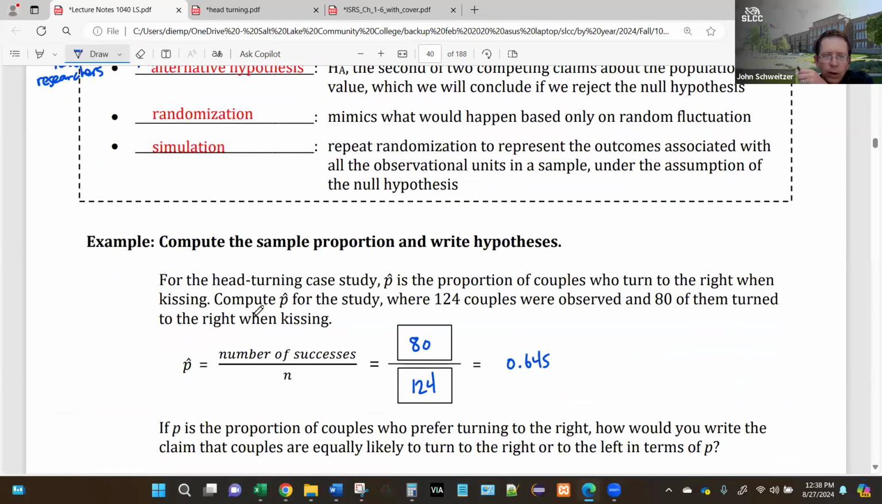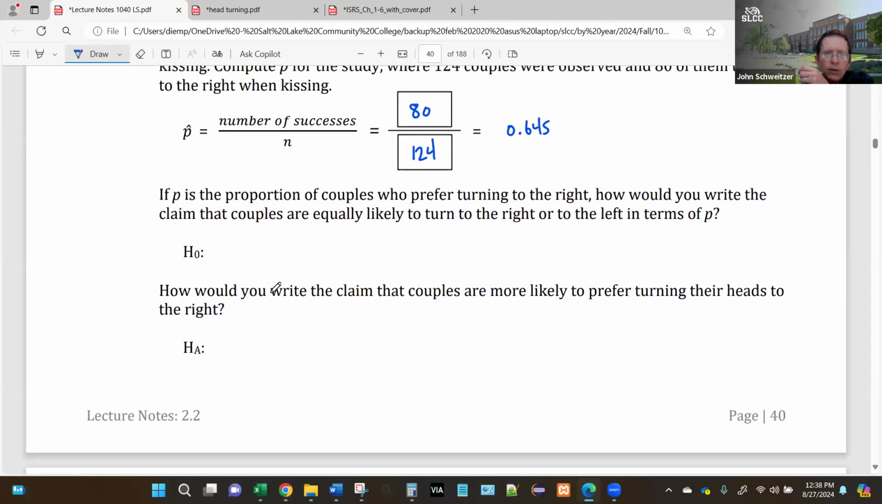Okay, so what on earth are we doing here? Let's go ahead and put that into our head turning example. So there's a null and an alternative. Let me ask you guys, what would be more interesting? What would require further research? If there is a preference for turning to the right, or there's no preference for either side? I need somebody to answer that question for us. If you're a researcher, what would be more interesting and would require further research? That there is a preference for turning to the right, or that there's no preference at all?